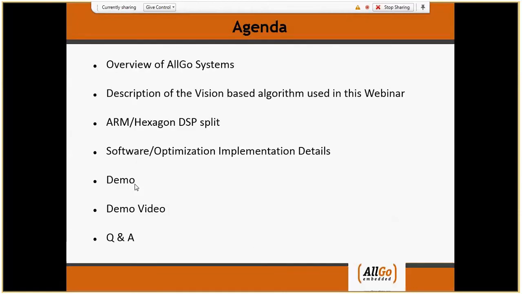The agenda for this webinar is as follows. We will go through an overview of AllGo Systems, who we are and what we do. Later we will have a brief description of the vision-based algorithm used in this webinar, and we will explain the ARM-Hexagon DSP split, why and how we do it. Then we will present the software optimization and implementation details, like how we develop the software and how we optimize the solution. Later we will talk about the demo, with a demo video, and finally we will have a question and answer session.